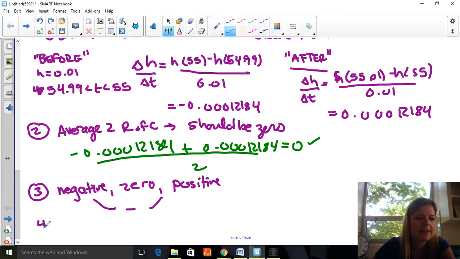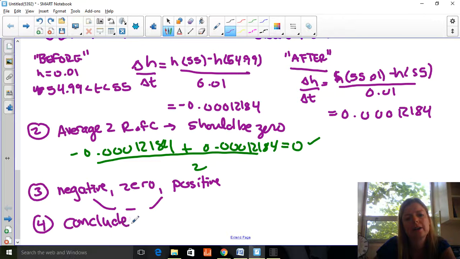And then your last step is to conclude. Okay, so I'm not going to write it all because of this pen not being great, but you can say since you have a negative rate of change and a positive rate of change in that order, that average to 0, you can conclude that yes, t equals 55 is a minimum. Okay, so that's the most basic example.